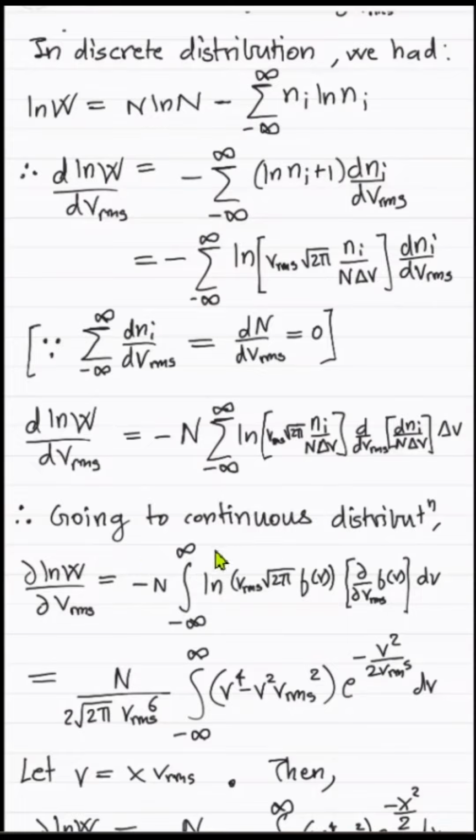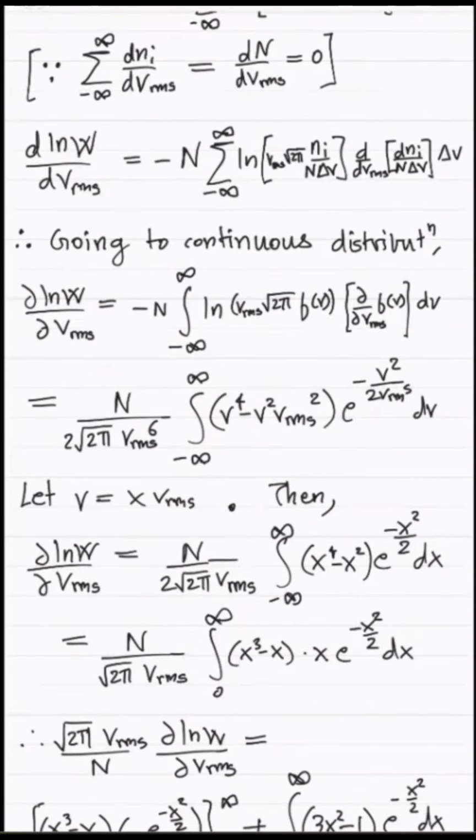You just get negative capital N, integration from negative infinity to infinity, natural log of this stuff. So just VRMS square root of 2 pi times this is just f of V, and that times this. This little part, the d upon d VRMS of this bracket, is the same as the partial derivative with respect to VRMS of our f of V. And then delta V is just dV. So this dV is for this integral. Whatever value you get after doing this partial differentiation, you have to input that, and then calculate this integral. That's what it actually says.